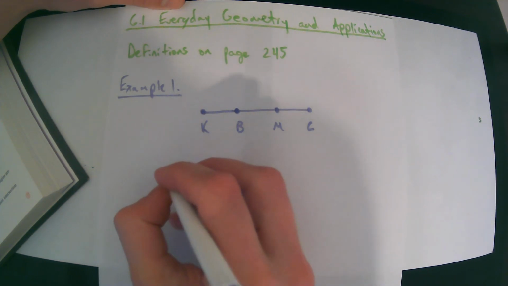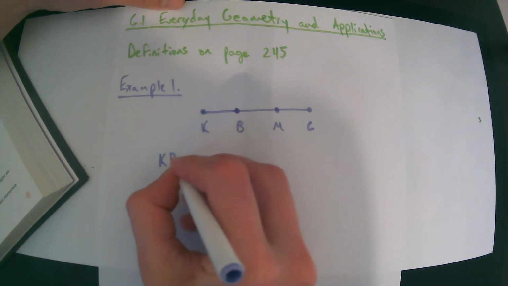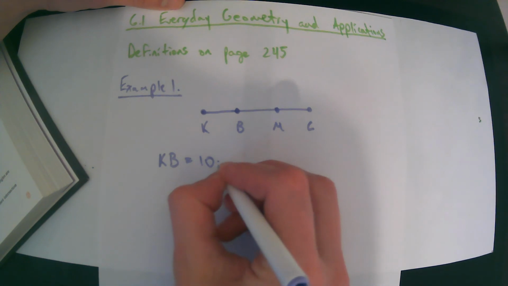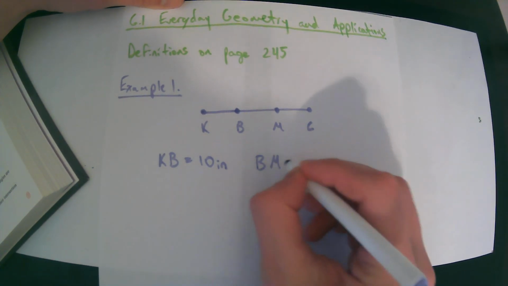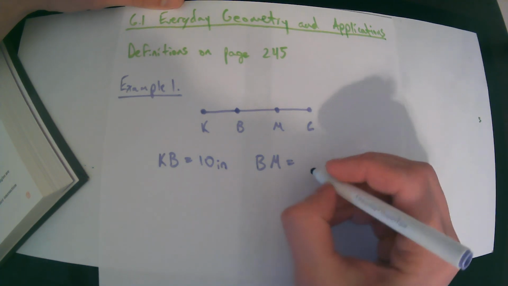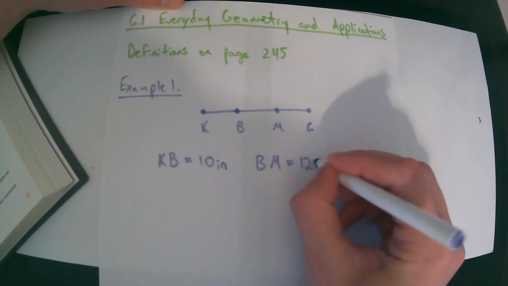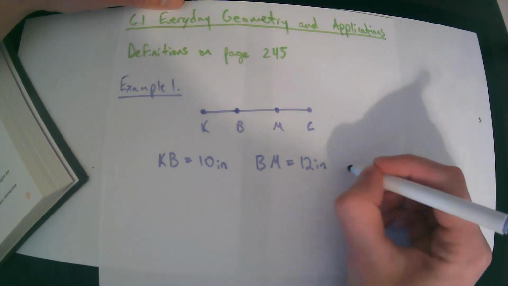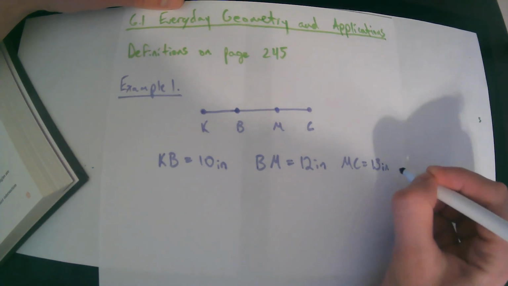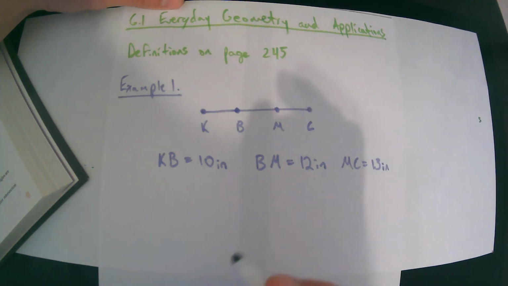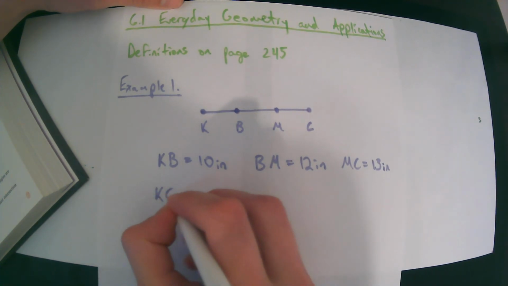Now this problem, all it's asking us is, it's giving us these measurements. It says KB is equal to 10 inches. BM is equal to 12 inches. So already that notation is not being used here, and we want the length of KC.